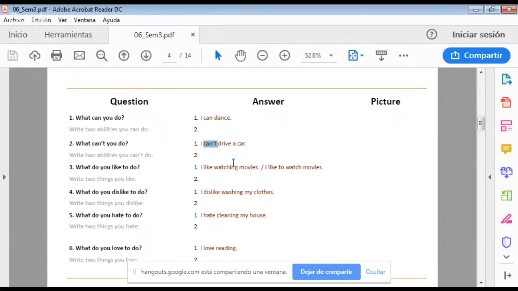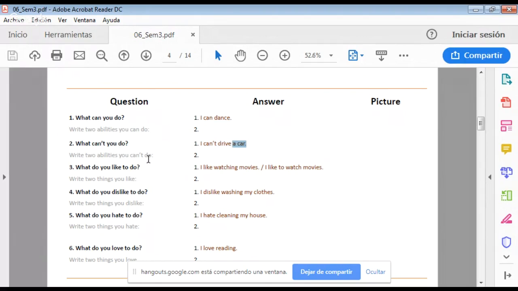Algo más que no pueden hacer. I can't cook. No puedo cocinar. I can't speak Italian. No puedo hablar italiano. I can't speak French. No puedo hablar francés. I can't use a cell phone, por ejemplo, ¿no? No puedo usar un celular, etc. Entonces, aquí el patrón a seguir es I, primero yo, can't, no puedo, el verbo principal drive y este sería el complemento. I can't drive a car.